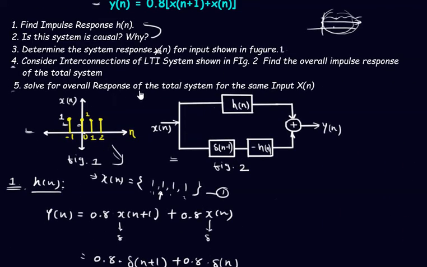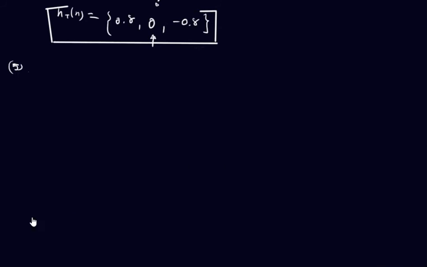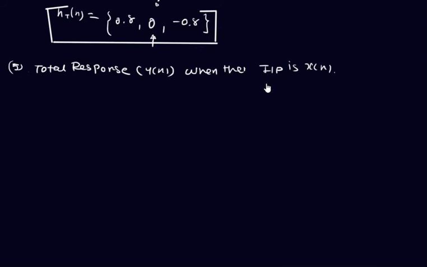Solve for the overall response of the total system for the same input x of n. That means we have to find the total response. Total response means y of n. They are saying to find the total response when the input is x of n.